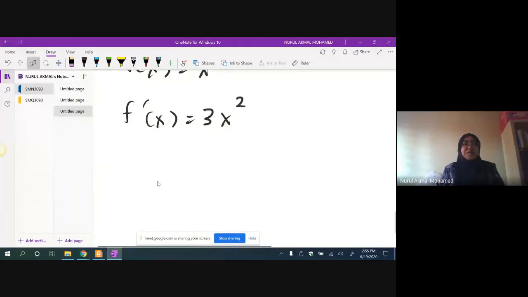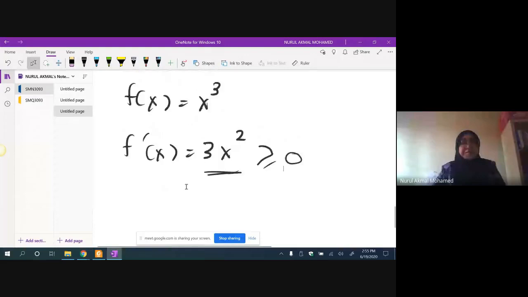Okay. So, for this function f prime is always positive. If we look at this function, it is 3x squared. For any values of x, even when x is negative, this function f prime will always be positive or equal to 0. When x is equal to 0, then f prime will be 0. So this one is always greater than or equal to 0. Okay? So that is our conclusion.